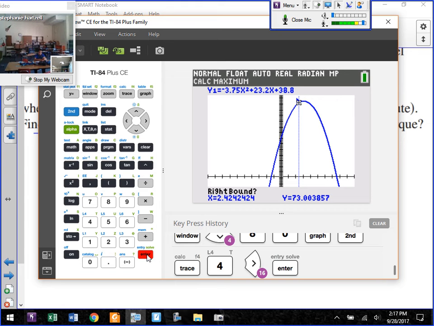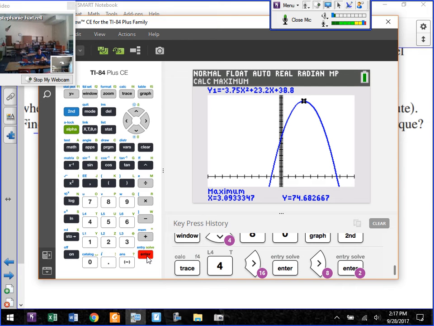Now it's asking you for the right boundary, which means you want to be to the right of the curve. I'm past the peak, and I hit enter. Yes. Purple. Hit enter one more time. There's your maximum. It gives you the value of x that generates the maximum value of y.